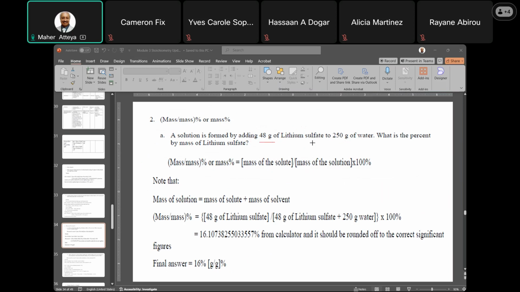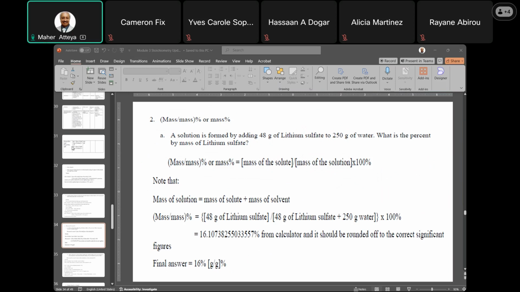So what is the mass of the solution? It will be the sum. You have to add this to this. That will be the mass of the solution. Mass of solution is 250 plus 48. Okay, that's the mass of the solution.